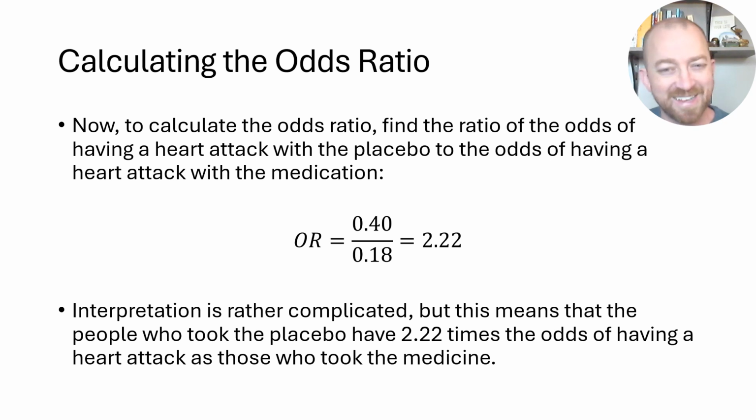Now the interpretation again is rather difficult, but what we're saying is that the people who took the placebo have 2.22 times the odds of having a heart attack compared to those who took the medicine. That is not the same thing as saying they are twice as likely to have a heart attack. That's not it, because we're talking about odds. So it's 2.22 times the odds of having a heart attack. Now, that sounds like quite a bit.